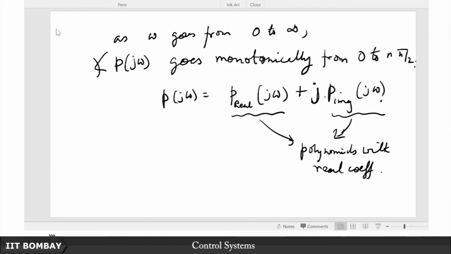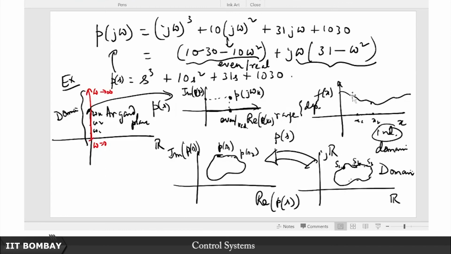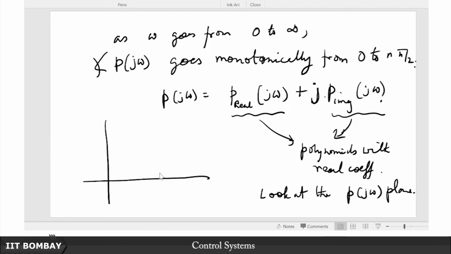So what does it mean? Now if you translate this, look at the P(j omega) plane, because I do not have the luxury of looking at just the f(x) plot like I did for a single variable real function. Here I have to look at what happens to this. What does it mean in the complex plane, in the P(j omega) plane? So this is real of P(j omega) and this is imaginary of P(j omega).